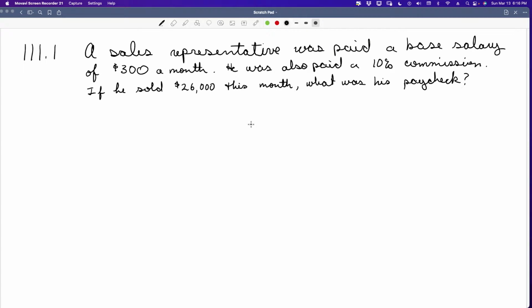All right, 111.1 says that a sales representative was paid a base salary of $300 a month. He was also paid a 10% commission. If he sold $26,000 this month, what was his paycheck? So we start with the percent of his commission, which is 10%, and we multiply that times the amount that he sold, which was $26,000. And that is going to be his commission. We convert this into a decimal, which would be 0.1 times $26,000.